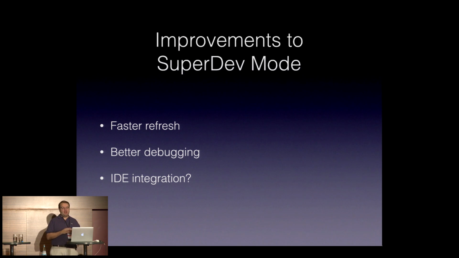And so we had a backup plan, and that was SuperDev mode. I actually like SuperDev mode a lot, but to be honest, we do have to improve it. It needs to be significantly faster in refreshing medium to large applications. We need to have a better debugging experience. You need to be able to, in your IDE, set breakpoints in your Java debugger and actually be debugging against JavaScript that's running in Chrome or running on some other device.